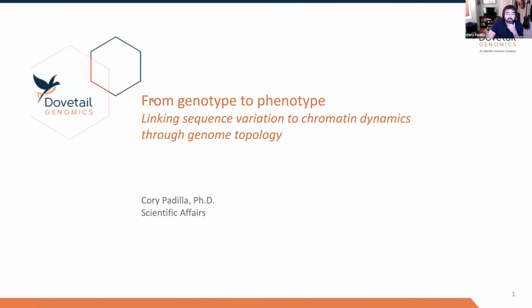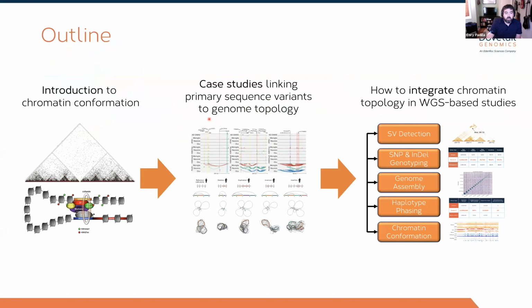We're going to be talking about linking sequence variation, from single nucleotide variation all the way up to large structural variants, to chromatin dynamics, and how topological data types can really help us understand what these variants are doing. So the outline of today's talk: we're going to do a brief introduction into the world of chromatin conformation, what the data type is, how it's generated, how it's visualized, and what that means for us in terms of bringing that data into understanding chromatin dynamics and gene regulation.